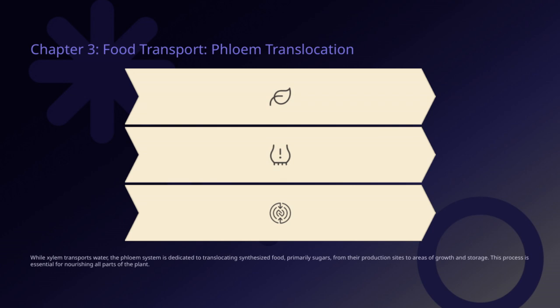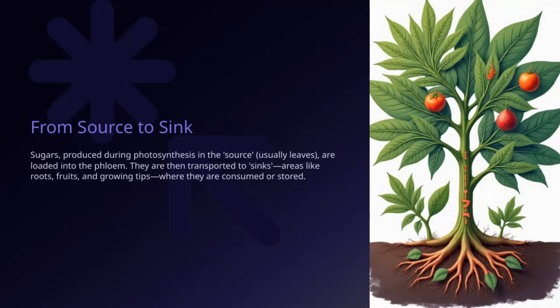This process, known as translocation, is essential because it ensures that all parts of the plant, whether they are growing or storing energy, receive the nutrients they need. Understanding how the phloem functions helps us see the complex and efficient ways plants distribute their resources to support growth and survival. This chapter on food transport really highlights how vital the phloem system is in maintaining the health and productivity of the plant. Now let's talk about how sugars move within the plant.